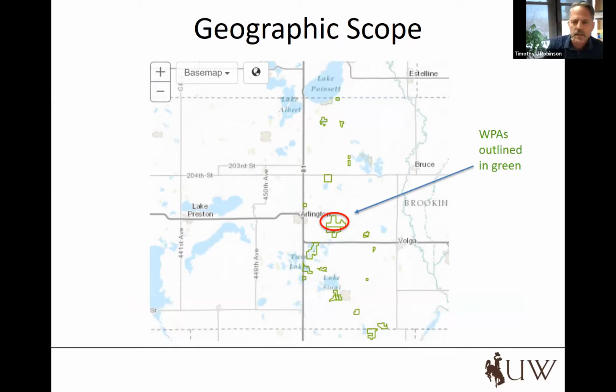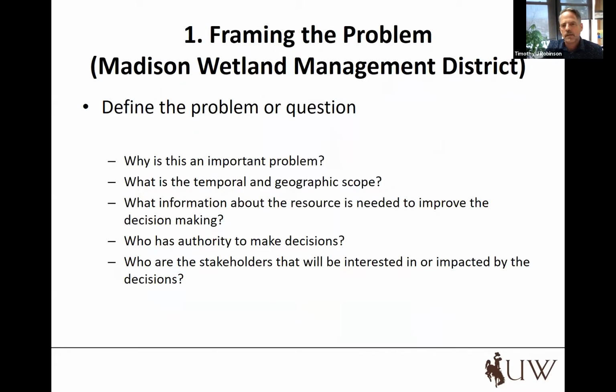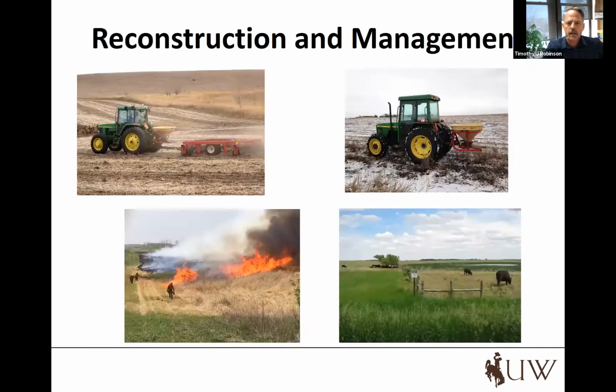Now, the second step that I mentioned as far as framing the problem talks about the temporal and geographic scope. In this particular case, the Madison Wetland Management District was interested in a 5-year plan. So what information is needed about this resource in order to make decisions? Well, I need to provide just a little bit more background before I get into some of the details about the information.